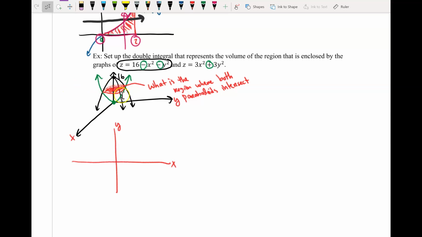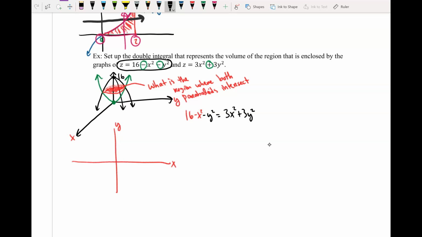So this intersection is going to be wherever the z values meet, wherever these two equations are equal to each other. So just how we did it before, that's what we're going to do here. So we're going to have 16 minus x squared minus y squared equal to 3x squared plus 3y squared.